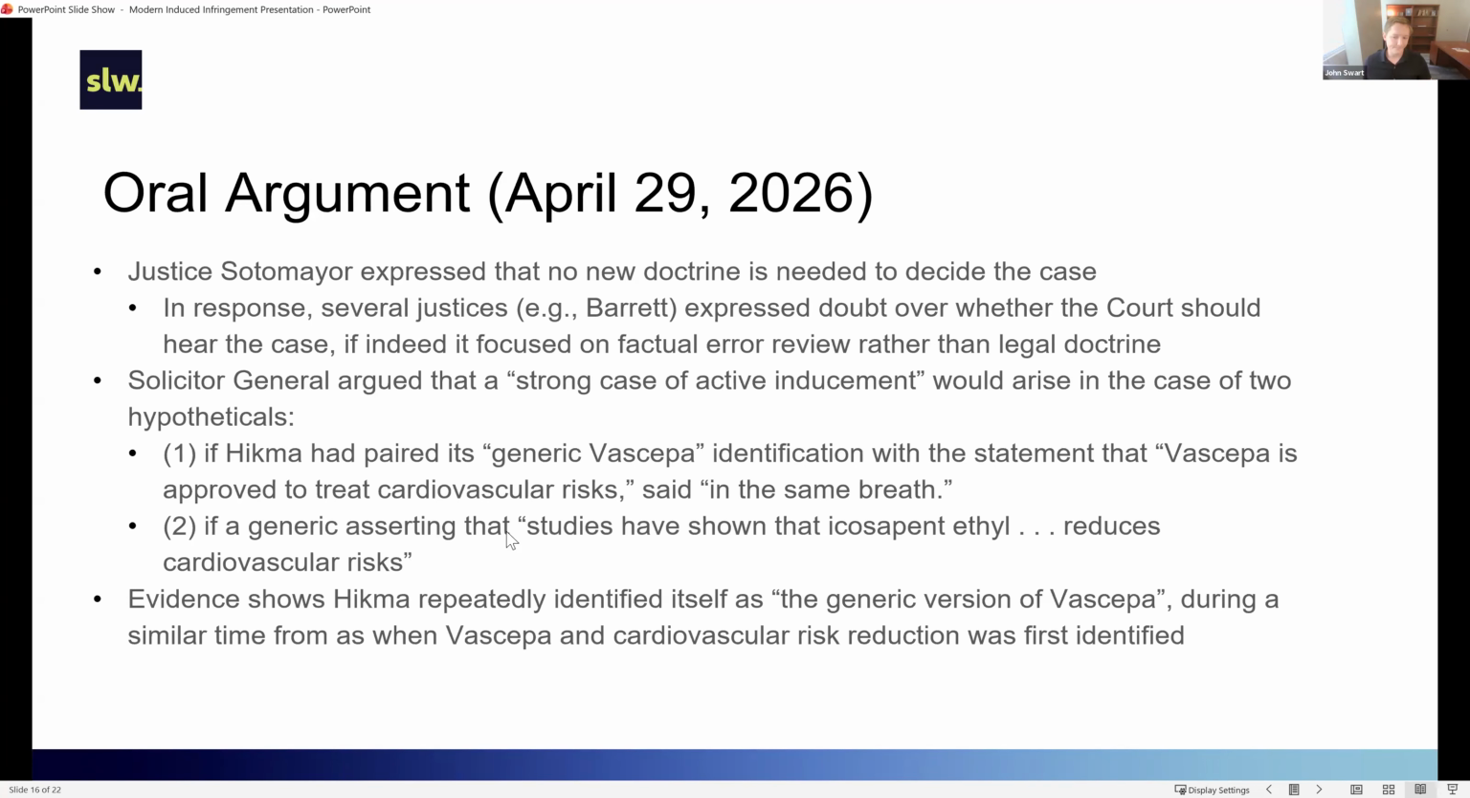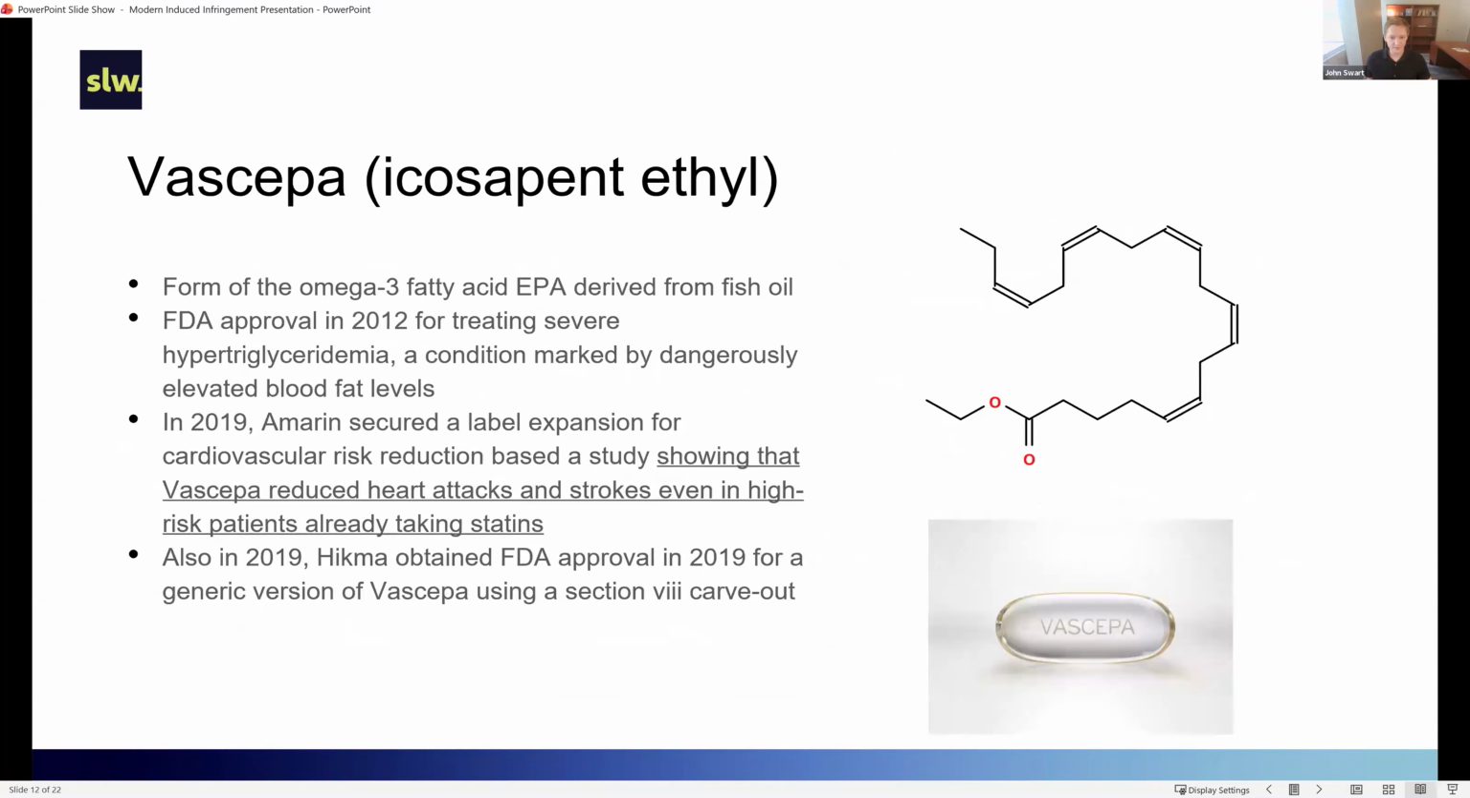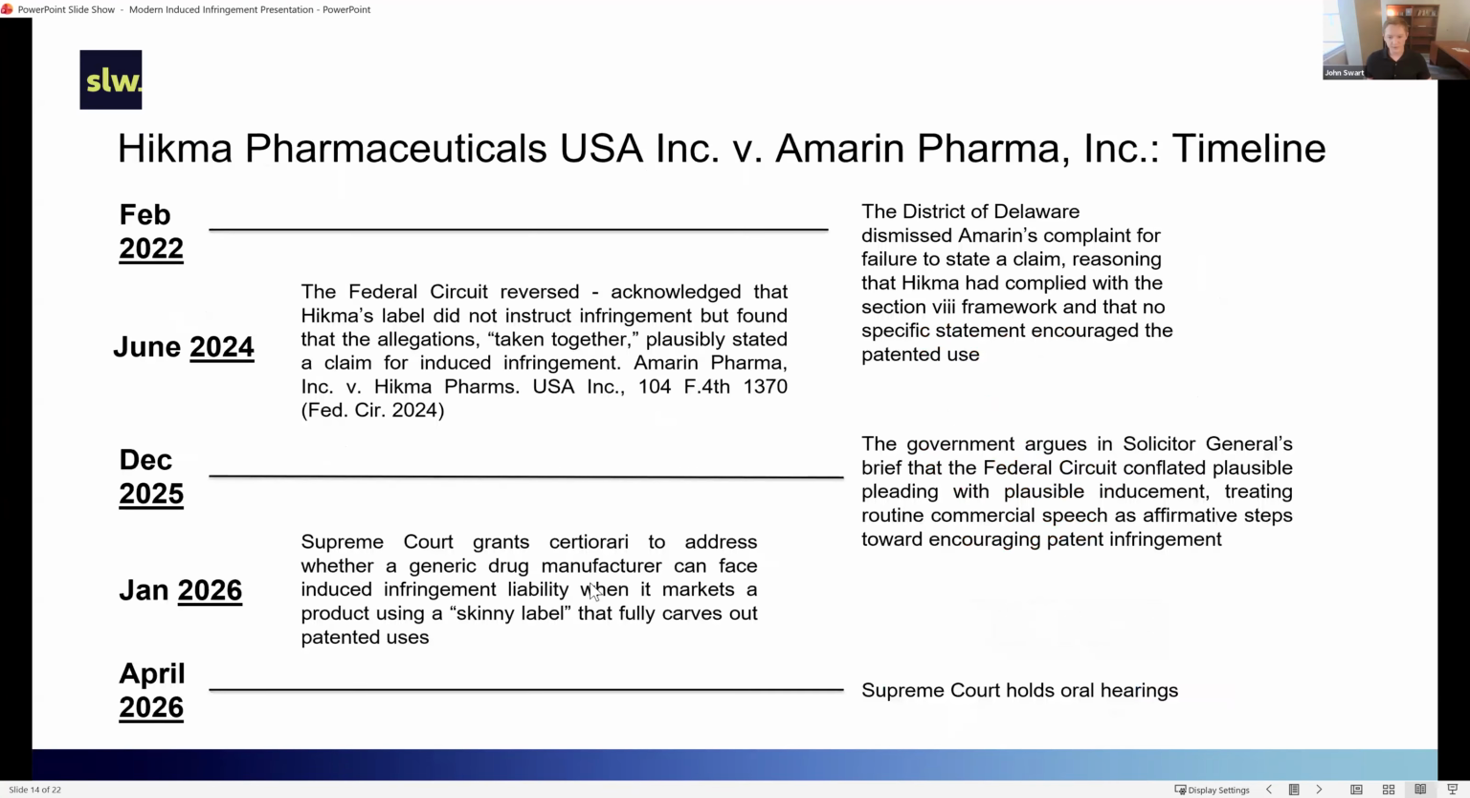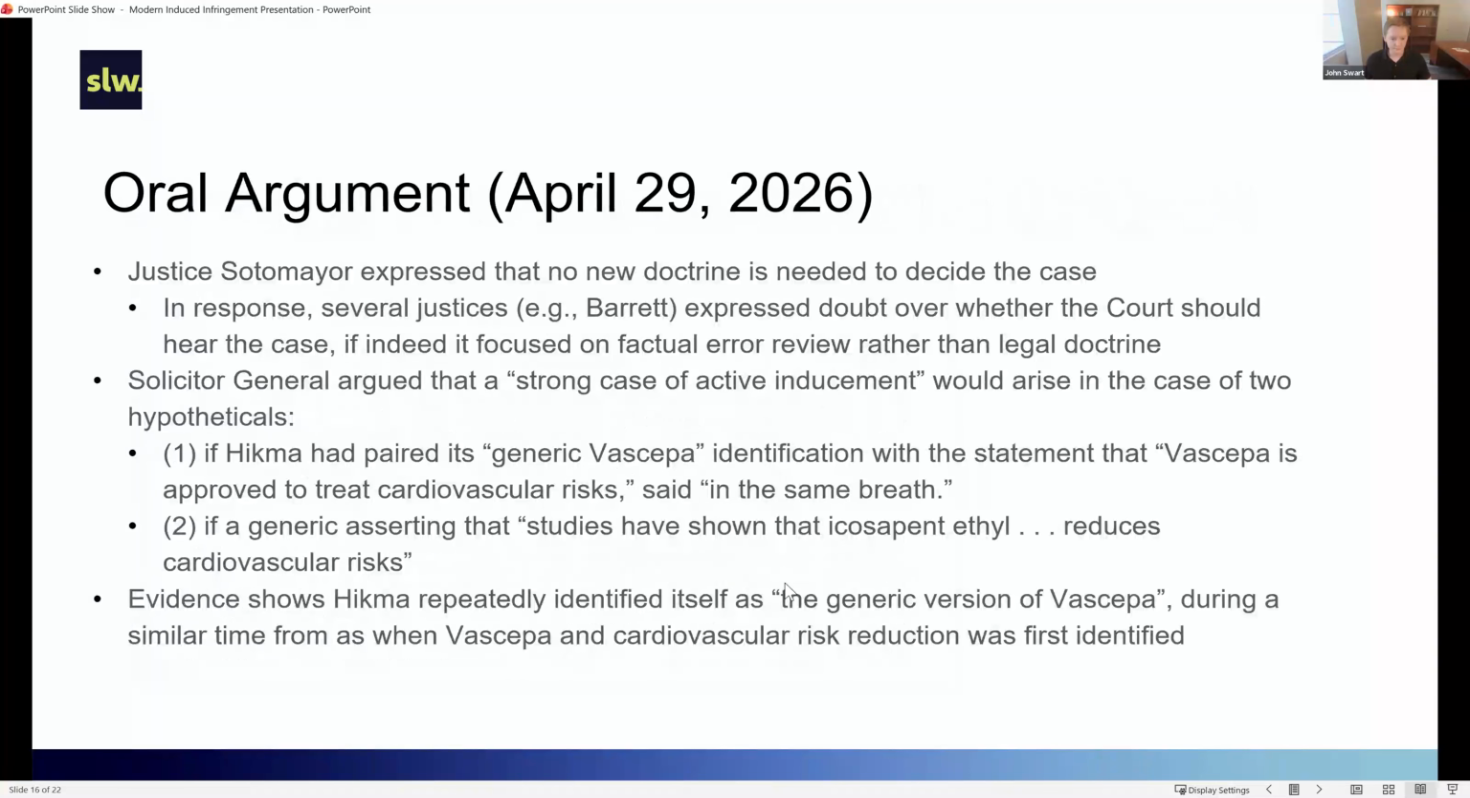Yeah, I think that's just what this point here is saying. Basically, the argument that Amarin is maybe trying to capitalize on is this timeline. All these new papers are coming out in 2019, and studies showing this new unexpected use for an existing drug. And right on the heels of that, Hikma is obtaining FDA approval and marketing a generic version of Vascepa, which implies that it could be useful for CV, even if that was not explicitly stated.